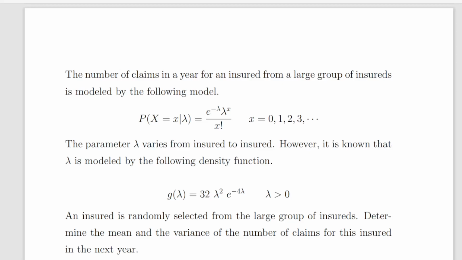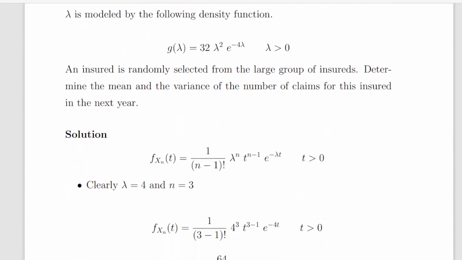Now the thing about the Poisson-Gamma mixture is it allows the gamma to be a random variable here, which is the case here. The parameter lambda varies from insured to insured. However, it is known that the gamma is modeled by the following density function. Okay, g of lambda equals 32 times lambda squared times e to the minus 4 lambda, where lambda is greater than 0. Okay, so an insured is randomly selected from a large group of insured. Determine the mean and the variance of the number of claims for this insured in a given year.